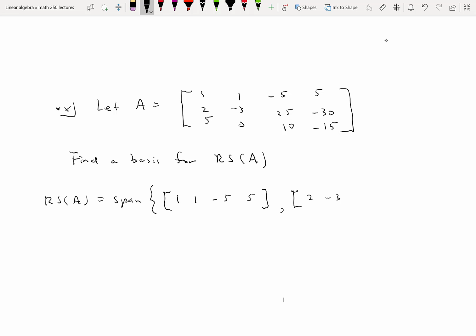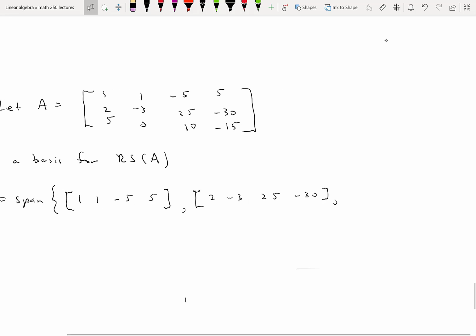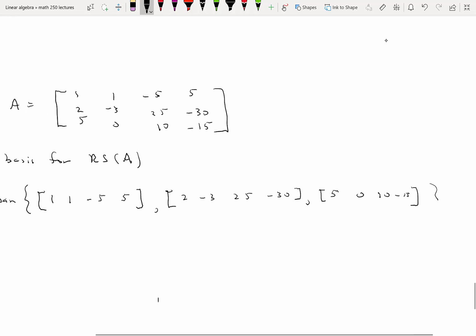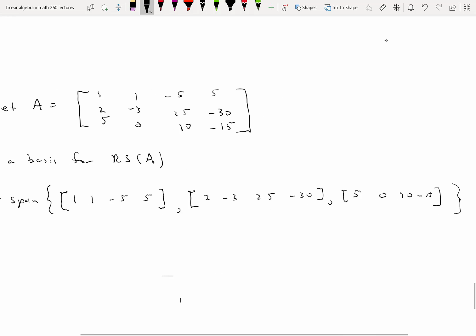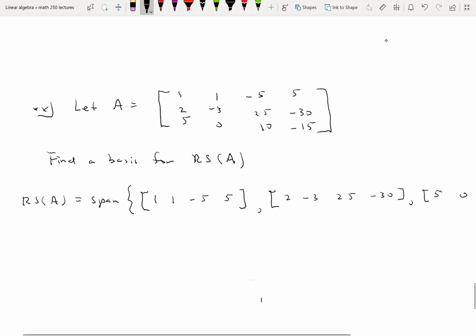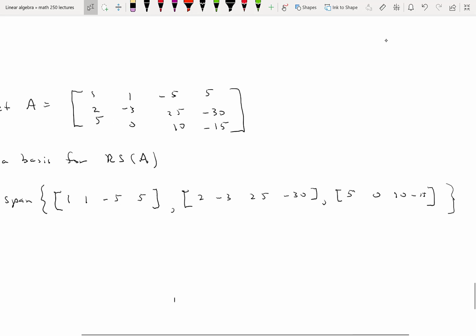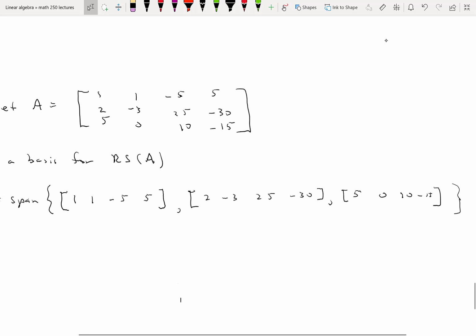2, -3, 25, -30, and 5, 0, 10, -15. So it's nothing more than the set of all linear combinations of the 3 rows of A.